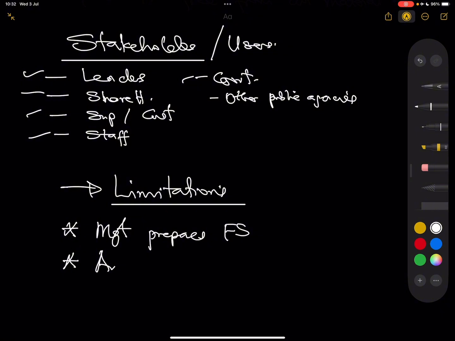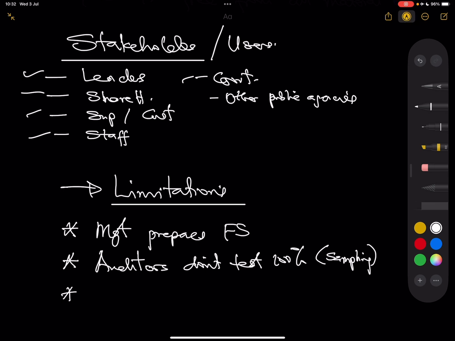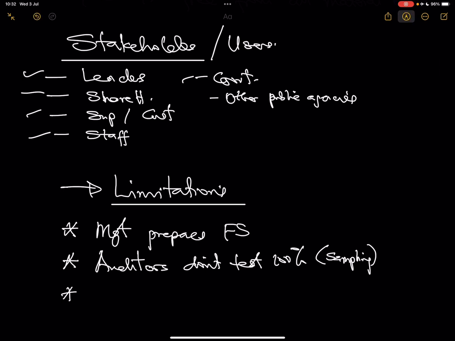And likewise, auditors don't test 100%. We don't test 100% population of data. We only focus on material items, right? So it's not possible for us to be able to. We do sampling, so we can't do sampling and say we want to give absolute assurance. So that's why we don't give absolute assurance. We have limitations, and these are the limitations.